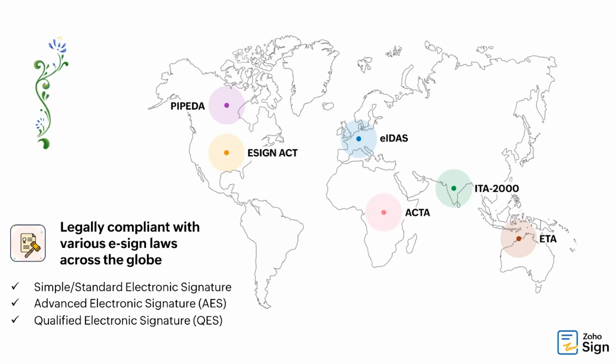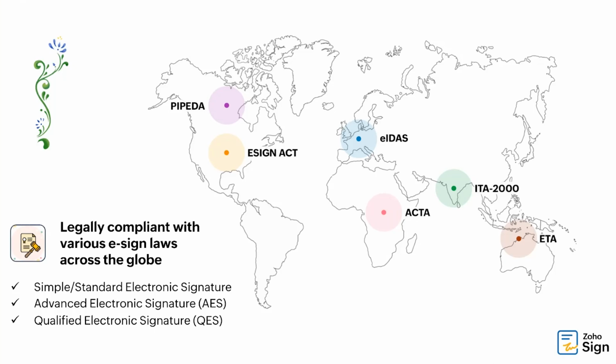These legislative frameworks typically classify electronic signatures into different tiers, each carrying its own legal weight across diverse transaction types. These tiers typically fall into one of the three categories as displayed on screen: simple electronic signatures, advanced electronic signatures, and qualified electronic signatures, all of which Zoho Sign fully supports.